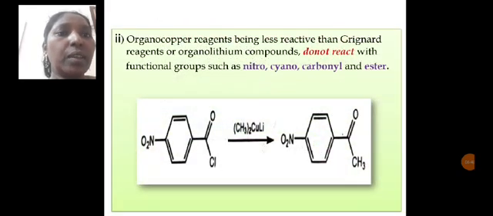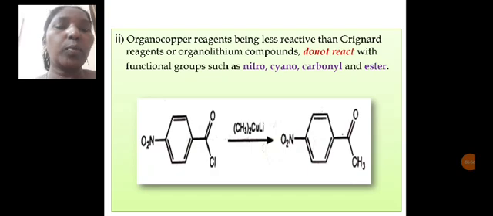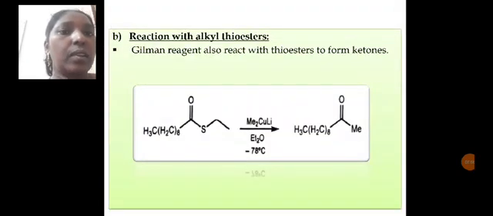Organocopper reagents, being less reactive than Grignard reagent or organolithium compounds, do not react with functional groups such as nitro, cyano, carbonyl and ester. So the desired compounds can be obtained easily. The next one is reactions with alkyl thioesters. Gilman reagent also reacts with thioesters to form ketones.